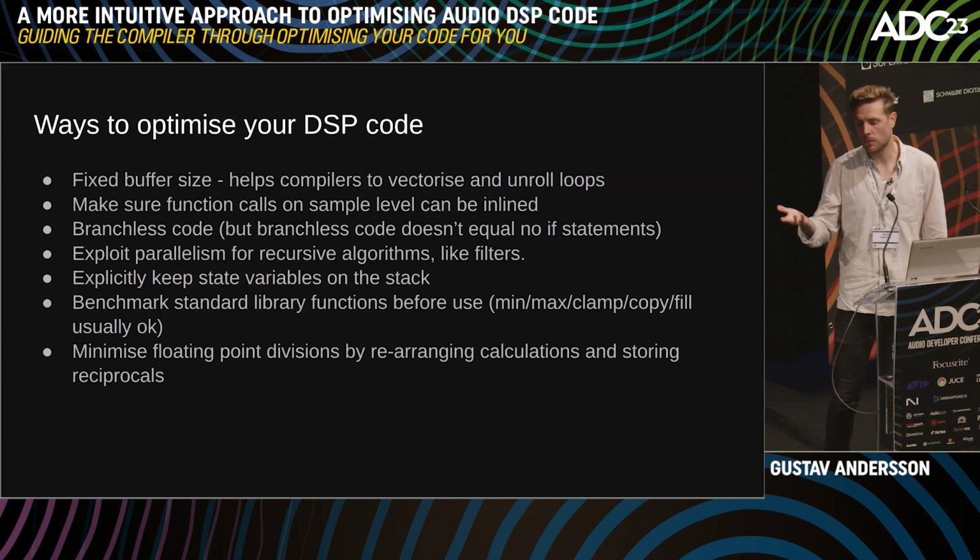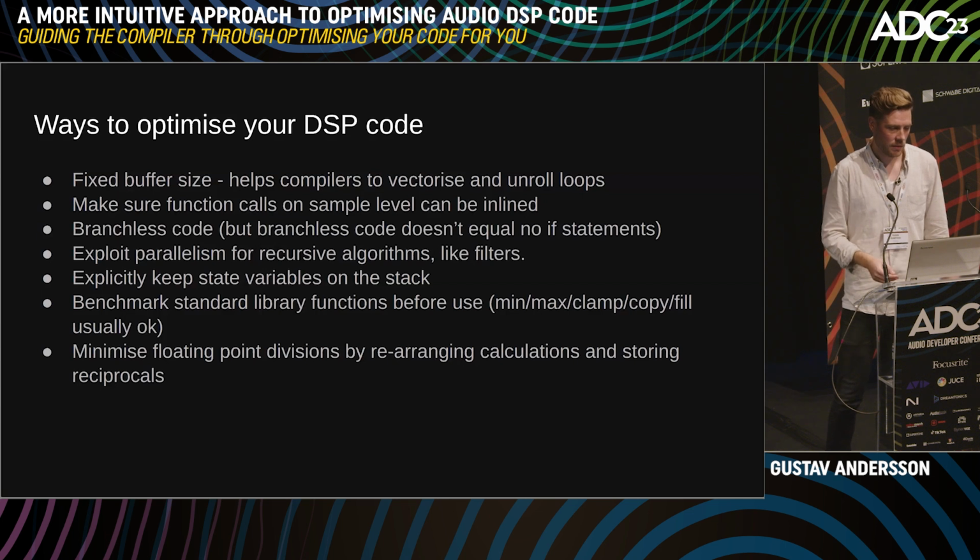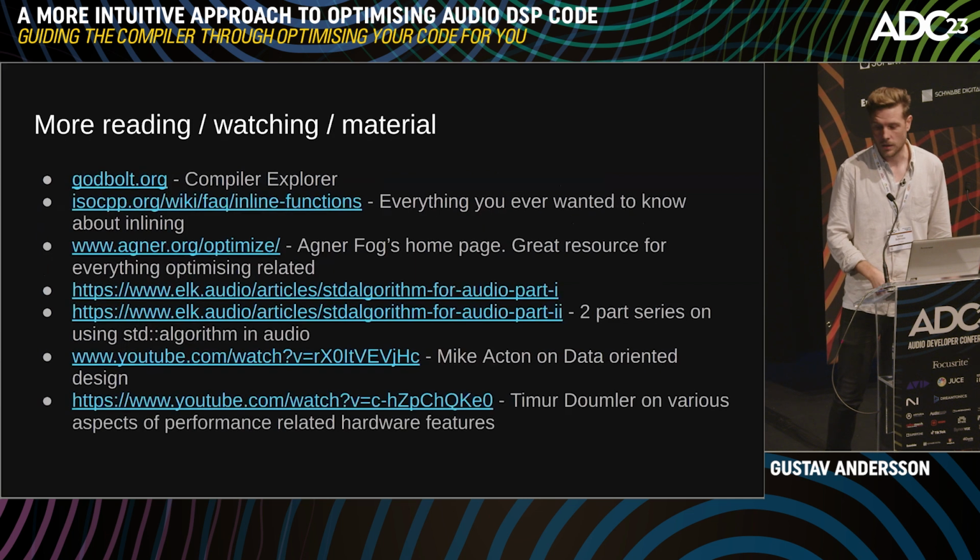You should benchmark the standard library functions. Usually all the small ones, like min, max, clamp, fill, compile down to something really efficient, while the more complex ones, like std::sort or std::min_element, max_element, might be slower than something more optimized. And also try to minimize floating point division by using all the tricks that we saw to make that transition happen. Some more material that might be interesting to read.